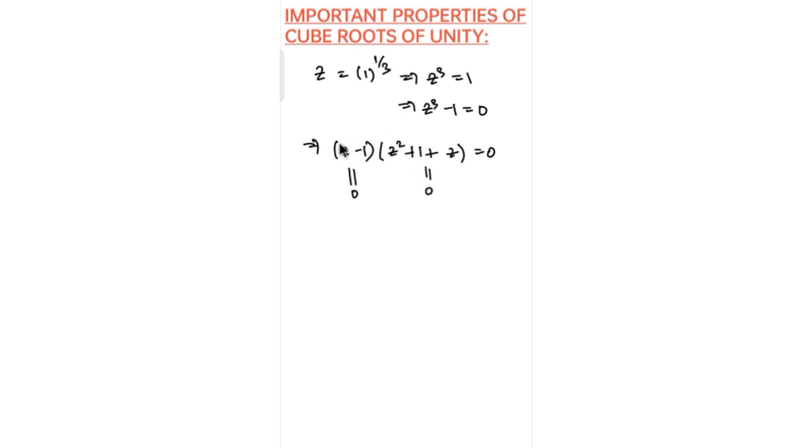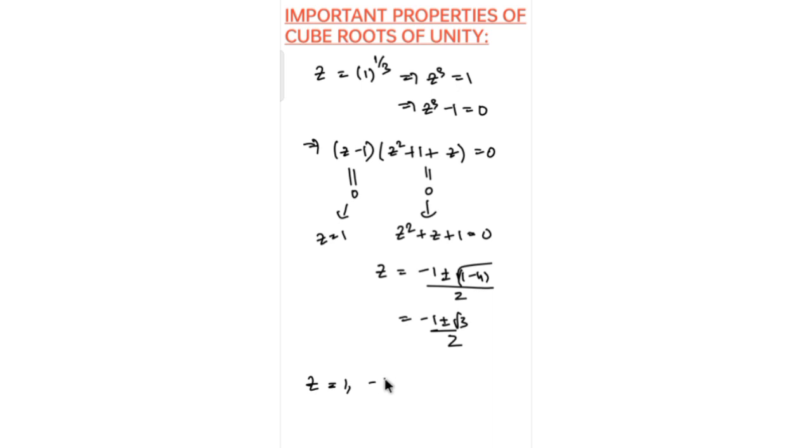If that's the case, we're going to get z is equal to 1, and if this is the case, we're going to get z square plus z plus 1 is equal to 0, which is a quadratic equation. So we can use the quadratic formula. z is equal to minus 1 plus or minus root over 1 minus 4, divided by 2, that is minus 1 plus or minus root 3 divided by 2. So what are the values that we're going to get? z is equal to 1, minus 1 plus root 3 divided by 2, and minus 1 minus root 3 divided by 2. So these are the three values of z that we're going to take.